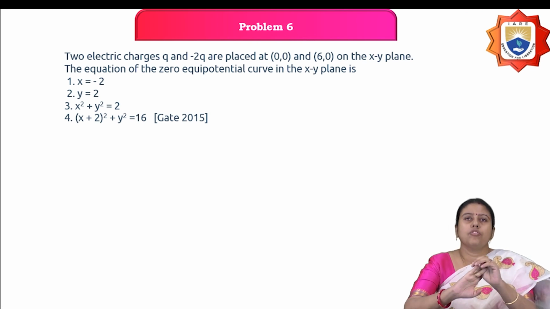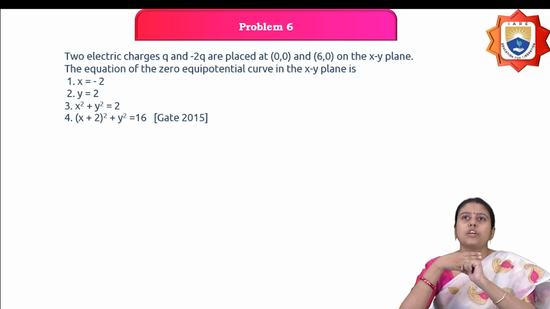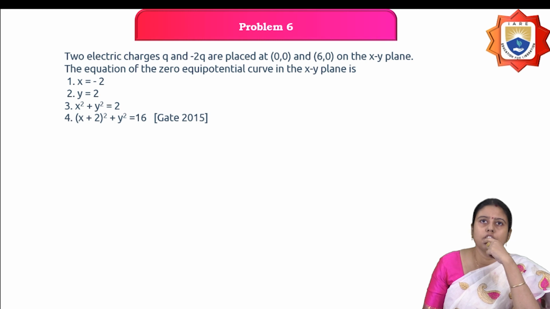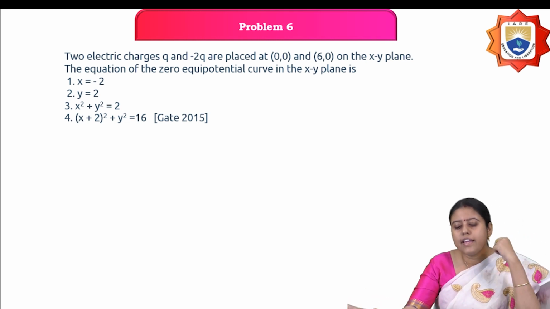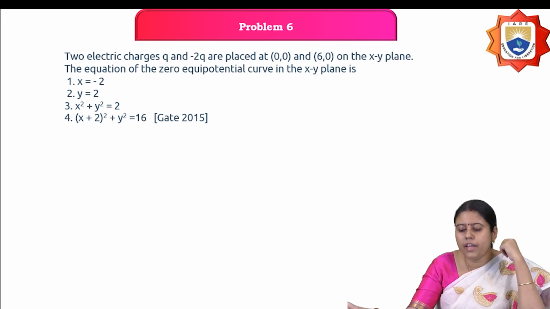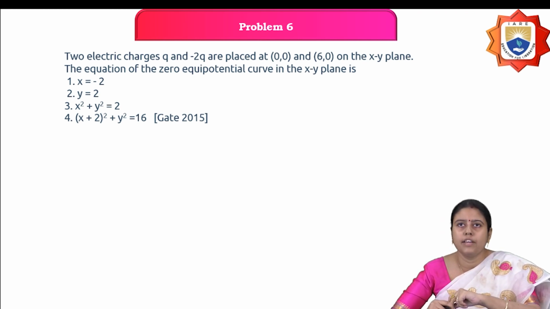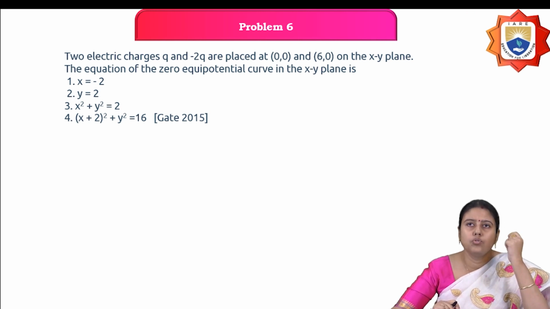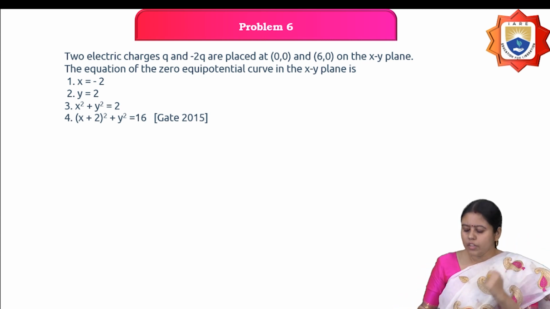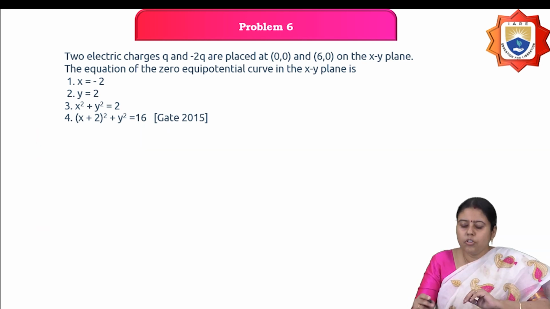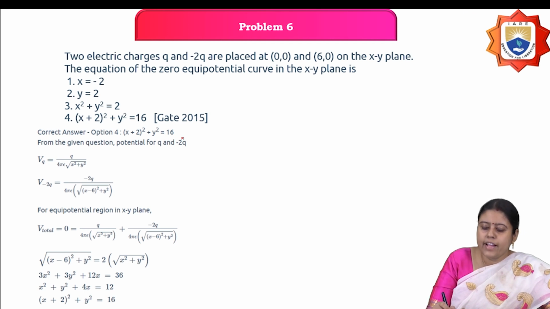Problem number 6. Two electric charges, plus Q and minus 2Q, are placed at 0, 0 and 6, 0 on the XY plane. The equation of the zero equipotential curve on the XY plane is, so there are 4 options and we have to choose one of them. As we can check, this problem is from GATE 2015. If we draw this problem, the answer is option number 4, x plus 2 whole square plus y square.